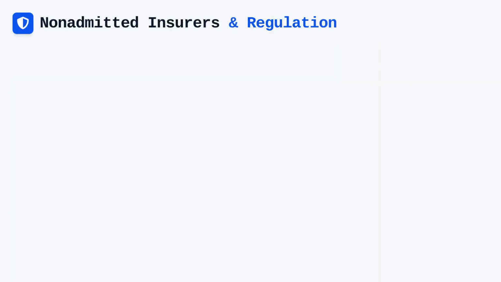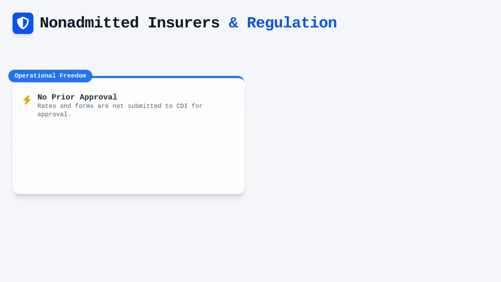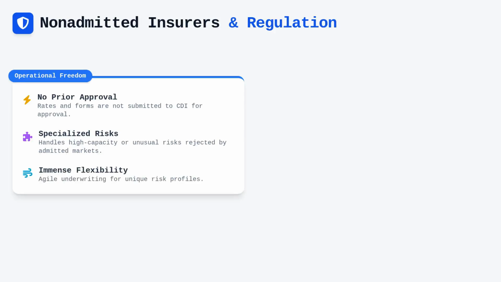Non-admitted insurers occupy a completely different regulatory space, as they are not licensed by the CDI and do not submit their rates or forms for prior state approval. This lack of direct oversight grants them immense operational flexibility, allowing them to underwrite unique, high-capacity, or highly unusual risks that the standard admitted market refuses to touch.